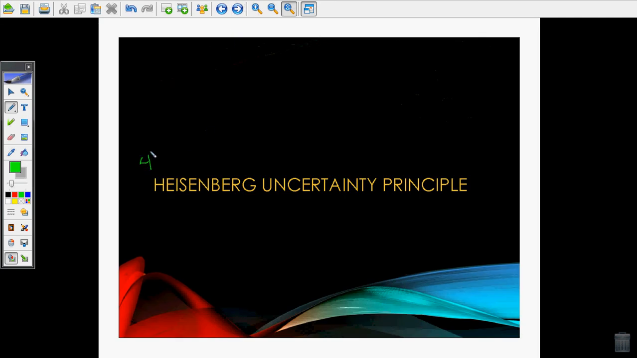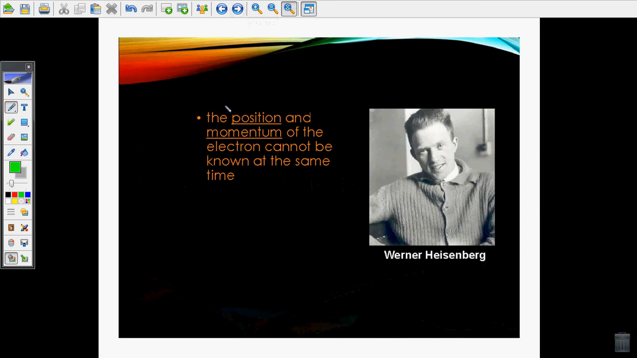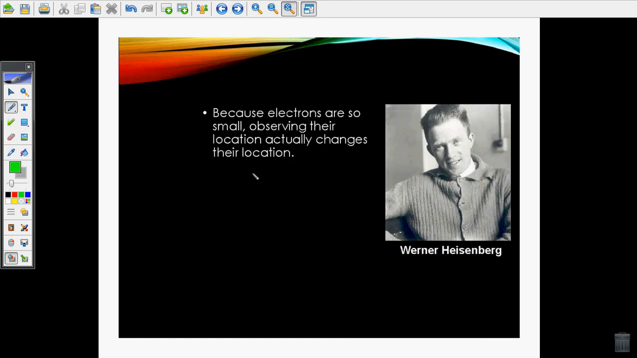The fourth thing that we have to understand to be able to comprehend our current model of the atom is the Heisenberg uncertainty principle. Heisenberg was another physicist who came up with the following idea. He said that we are not allowed to know the position and momentum of the electron at the same time. Well, why did he say that? Because electrons are so small, observing their location actually changes their location.